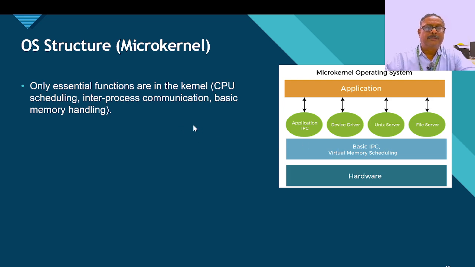Only essential functions are in the kernel, like CPU scheduling, inter-process communication, basic memory handling, etc. The essential and compulsorily required things only are there in the kernel. Now the size of the kernel is small, so we call it a microkernel, and other things are defined individually as different modules.